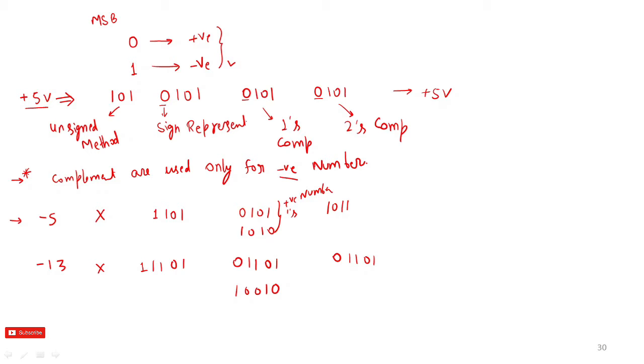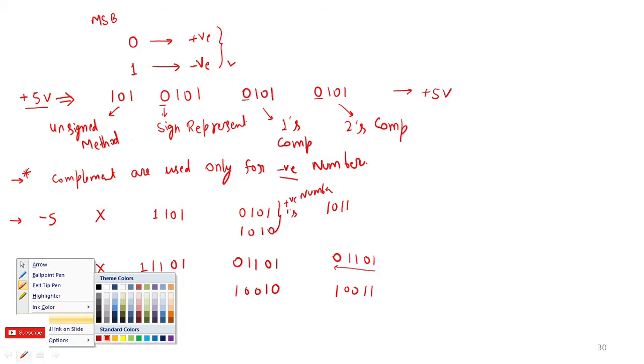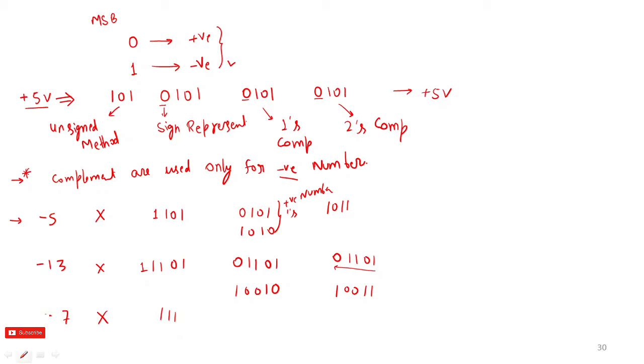Now you have to write its 2's complement. I told you the shortcut earlier: from right to left, keep the bits as they are up to the first 1, and then complement all the remaining digits, 1 0 0 1 1. So you can represent minus 13. Similarly you can represent minus 7. Unsigned you can't represent. 7 means 1 1 1. MSB 0 or 1, it will be 1, so the MSB is 1.